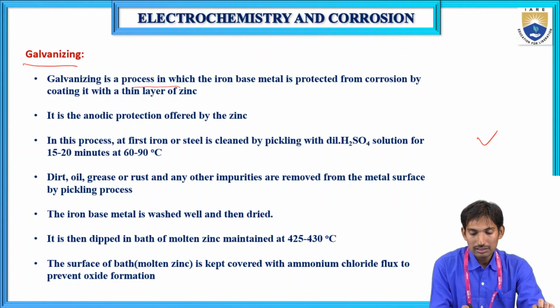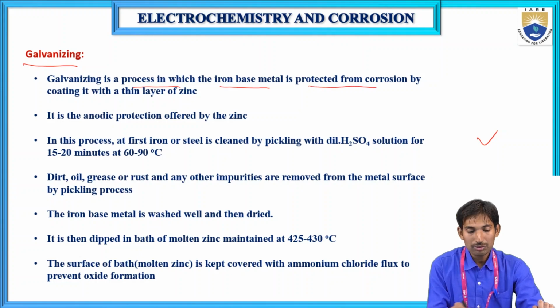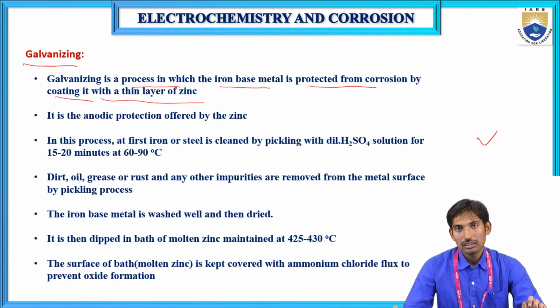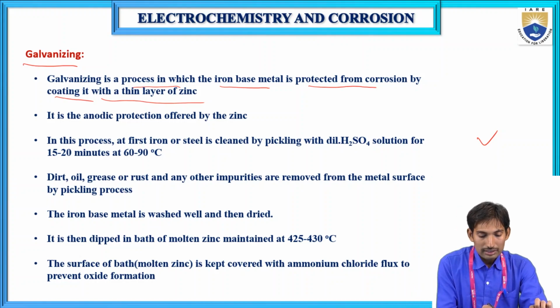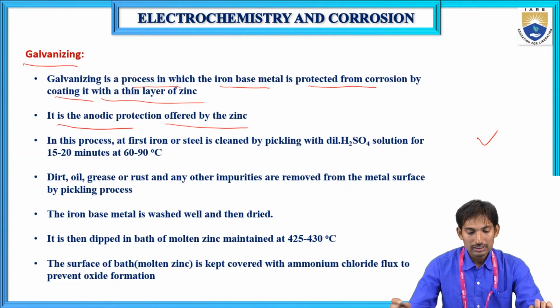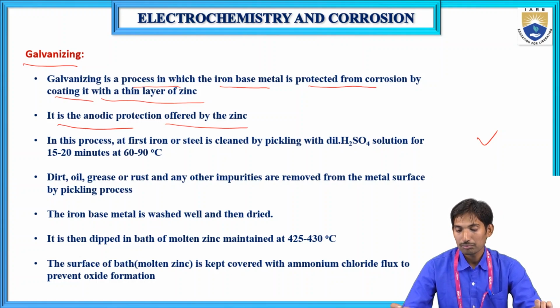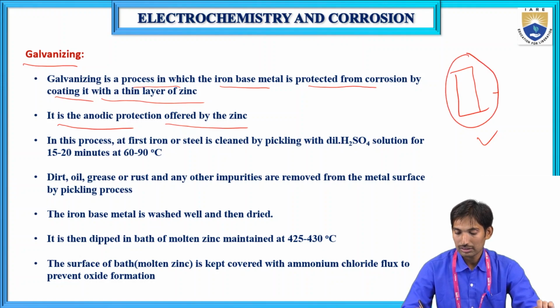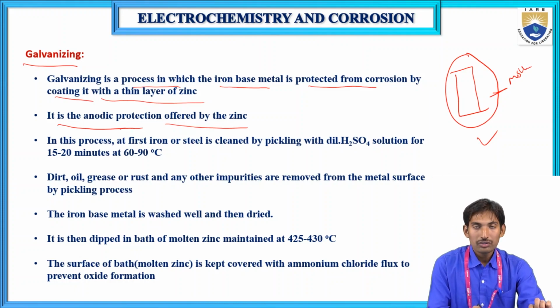Galvanizing is a process in which the iron base metal is protected from corrosion by coating it with a thin layer of zinc. Our base metal will be protected from corrosion by coating with molten zinc. That is called galvanizing. It is the anodic protection offered by the zinc. It is an example of anodic protection. This is the base metal, and we are coating it with molten zinc.